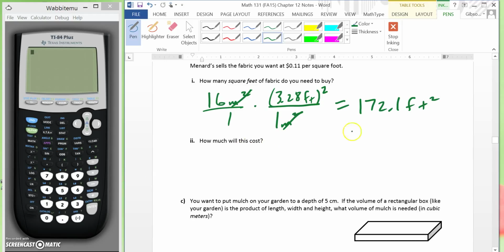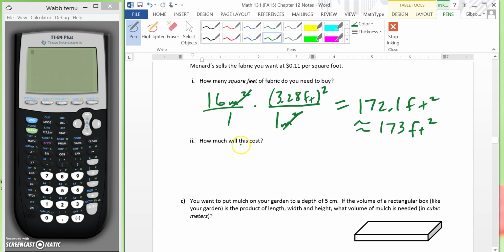Okay, class, picking up where we left off, we had 172.1 square feet, and it says how many square feet of fabric do you need to buy? Now, you know when you go to the store, they would not give you 0.1 measurement of square feet to buy, so you will have to go to the next square footage. So it'll be 173 square feet.